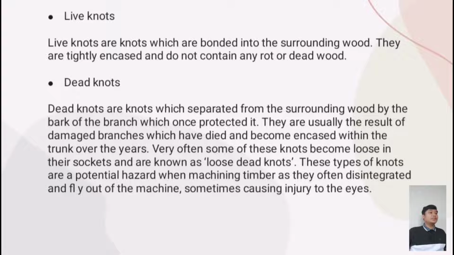Next, dead knots. Dead knots are knots which are separated from the surrounding wood by the bark of the branch which once protected it. They are usually the result of branches which have died and become entangled with the trunk over the years. Very often, some of these knots become loose in their socket and are known as loose dead knots. This type of knot is a potential hazard when machining timber, as they often disintegrate and fly out of the machine, sometimes causing injury to the eyes.